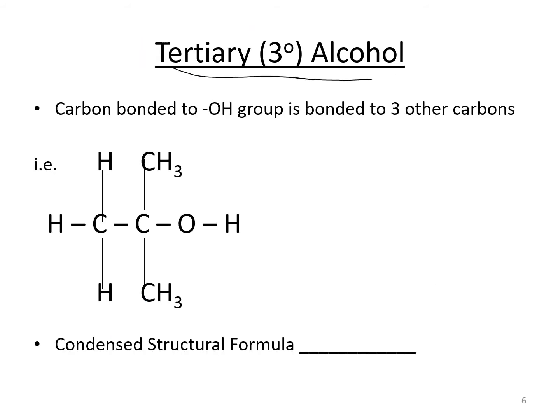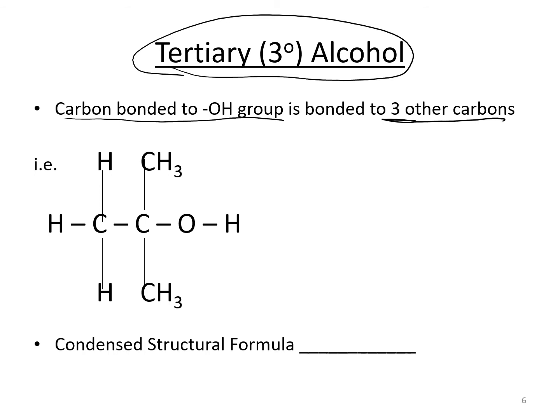A tertiary alcohol is when the carbon that's attached to my hydroxyl group is bonded to 3 other carbons. So in this example, again, I look at the carbon attached to the OH, and I look at the other carbons that are directly bonded to it. There are 3 carbons. So that makes it a tertiary alcohol.